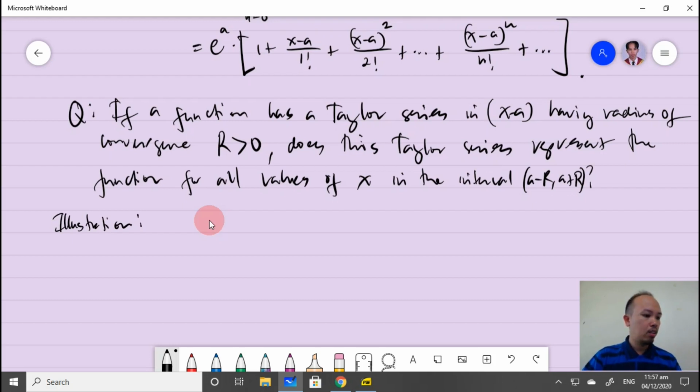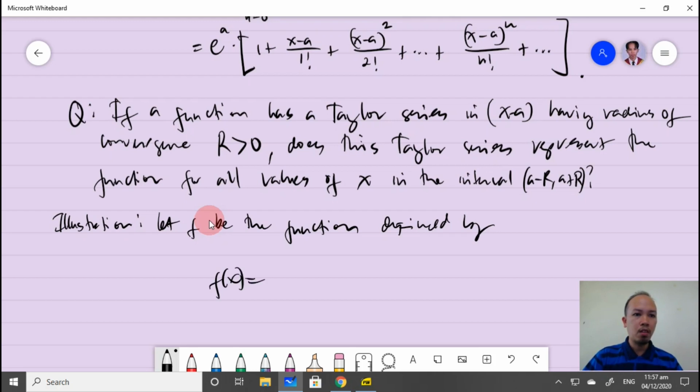Okay, so to answer this question, let's have an illustration. Suppose that you are given a function, let f be the function defined by this form: e to the negative 1 over x squared if x is not equal to 0, and 0 if x is equal to 0.